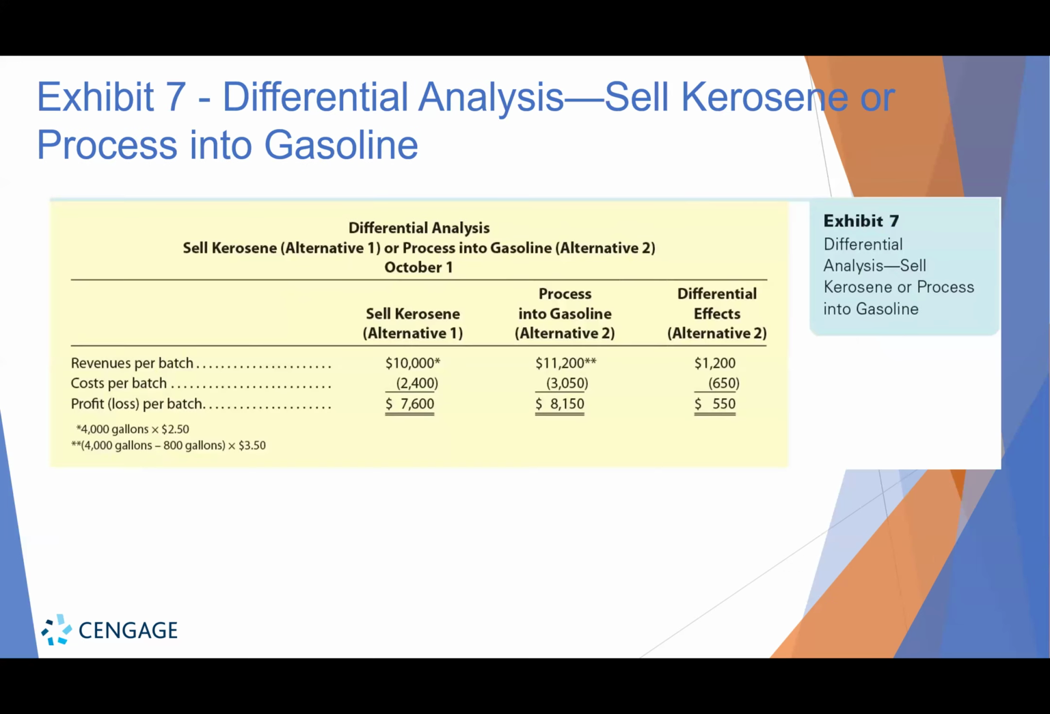So if we look here, we see the kerosene. If we look at the profit per batch, it's 7,600. If we look at processing it into gasoline, our profit is $8,150, knowing that the revenues, it's $3.50 a gallon at 3,200 gallons. But it still shows we should process further and process it to gasoline.